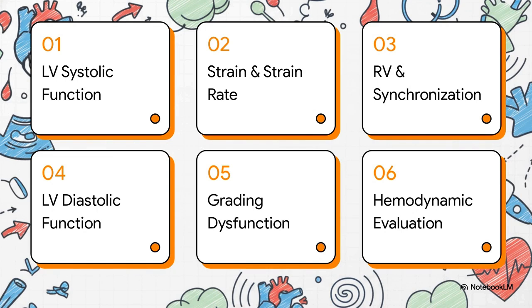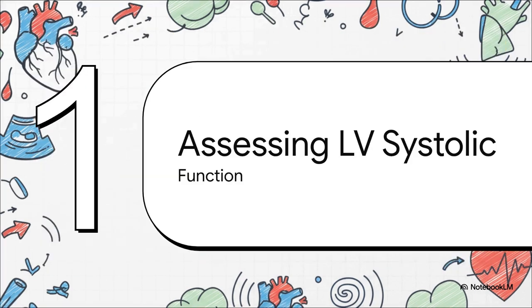So here's our game plan. We're going to kick things off with left ventricular systolic function, the heart's raw pumping power. Then we'll get into the really cool stuff, strain and strain rate. After that, we'll give the right ventricle some much-needed attention and talk about ventricular synchrony. Next up, we'll untangle the puzzle of diastolic function and learn how to grade it. And to wrap it all up, we'll see how to use all this information to calculate hemodynamics and evaluate preload. Let's get started.